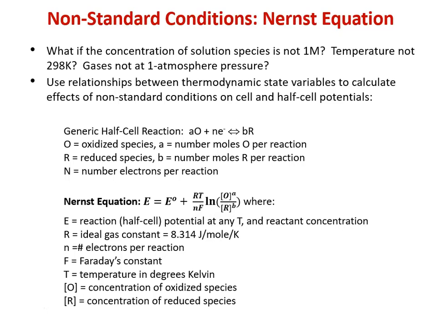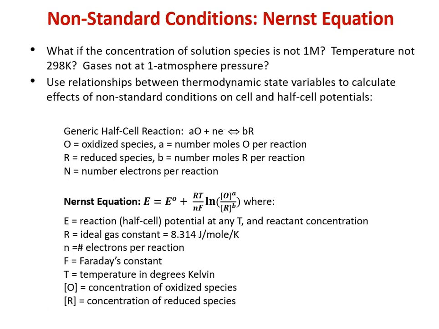And here it's written with A numbers of moles of an oxidized species, that's species O, is going to accept N electrons and be reduced to B moles of some reduced species R. So our reaction coefficients are A, N, and B. So we have A numbers of moles of oxidized species reacting with N electrons to give us B number of moles of some reduced species.